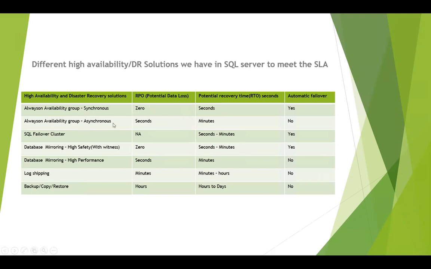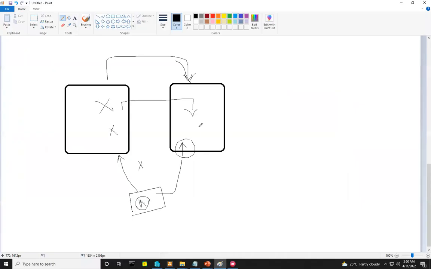So for asynchronous, I mentioned seconds. It depends on how much data is lagging behind, right? How much data is pending on the primary replica, not yet reached to the secondary server, right? So you will have some data loss. It depends on how much data is pending, and you will have some recovery time. If it is an asynchronous replica, we will have a detailed discussion, so don't worry about it.